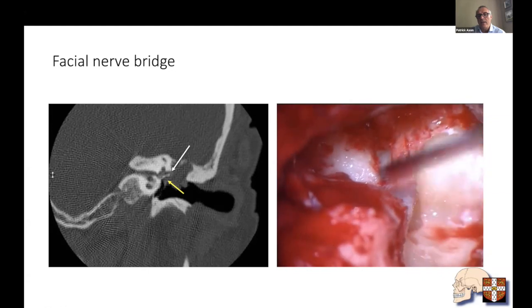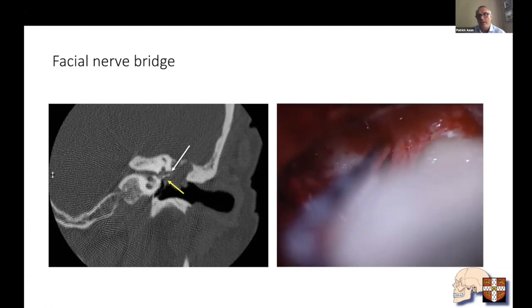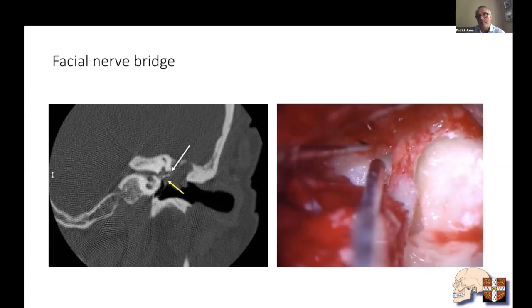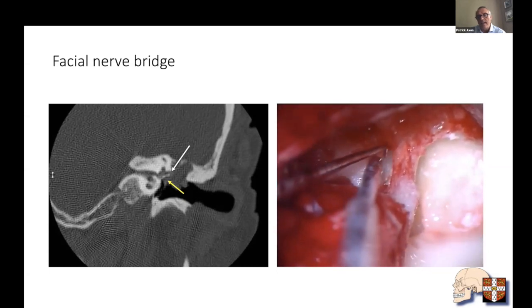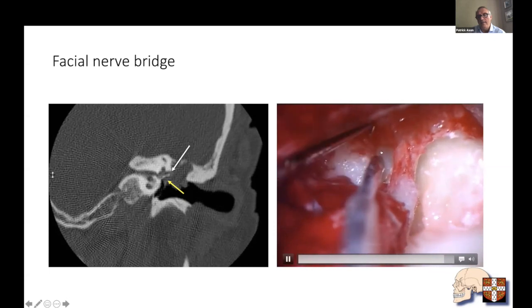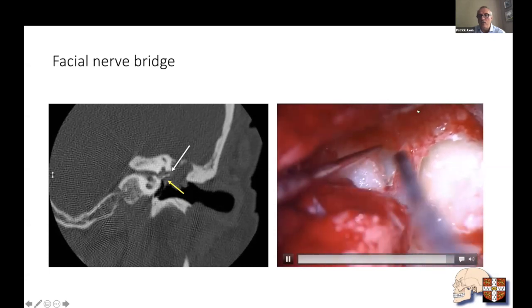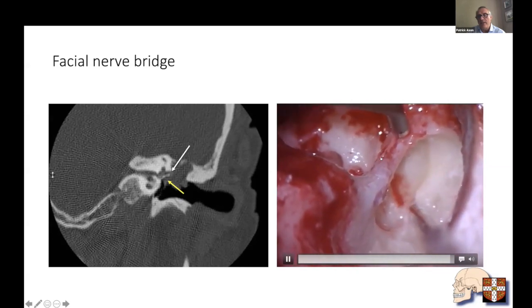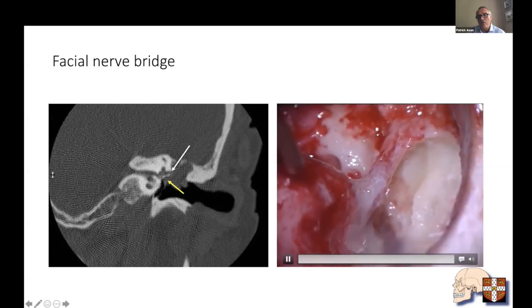And we're going to just tidy up, take a little bit more of the remnants of the cholesteatoma away. But you've got here the cochlea, the vestibule, the geniculate ganglion up here, and there's the bridge. So that's a facial nerve bridge with the vestibule behind, the cochlea in front, and the second genu here.